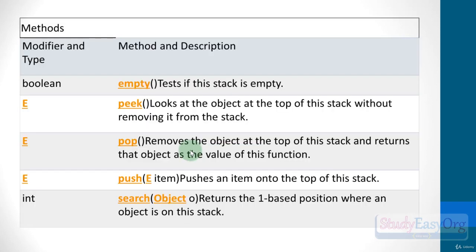Alright, moving forward, these are the methods which are available with stack. Empty will return a boolean whether the stack is empty or not. Then peek, which will check what is the element at the top of the stack without removing it from the stack. Then moving forward, we have push and pop methods, which we have already seen, and finally we also have the search method, which will help us to search the stack.